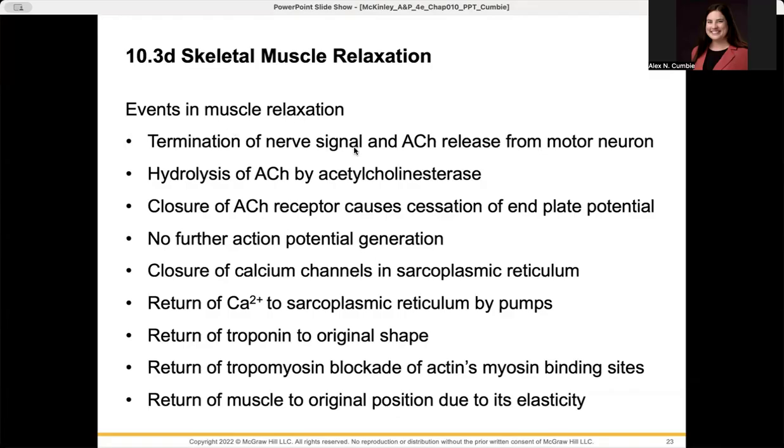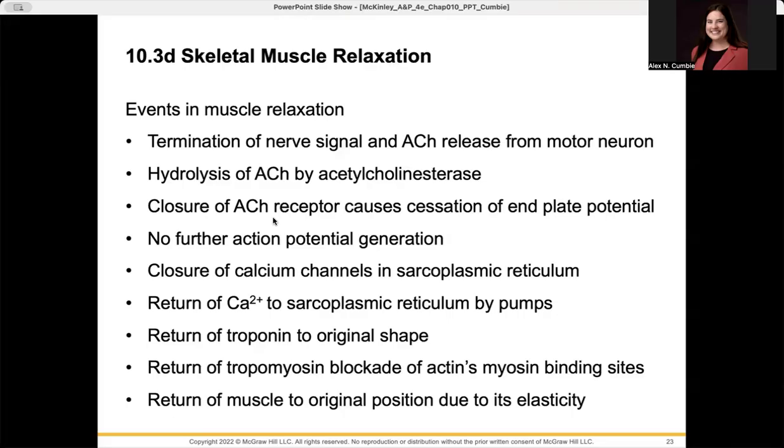We terminate the nerve signal, which means that ACH is not going to be released from the neuron anymore. There is a protein that is an enzyme here called acetylcholinesterase. We know it's an enzyme because it has that ASE, and then it tells us its substrate in the beginning of the word. So acetylcholinesterase is an enzyme that breaks down acetylcholine. So any acetylcholine that's left in the synaptic cleft is going to get broken down, hydrolyzed by acetylcholinesterase.